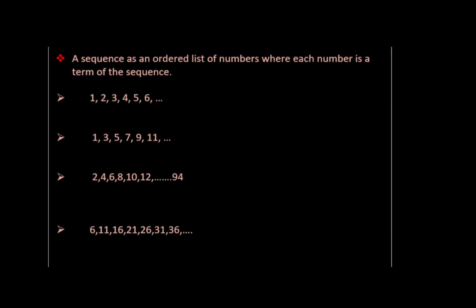A sequence is an ordered list of numbers where each number is a term of the sequence. Look here, a few sequences are there: 1 2 3 4 5 6 etc.; 1 3 5 7 9 11 etc.; 2 4 6 8 10 12 etc.; and 2 4 6 up to 94; and 6 11 16 21 etc.